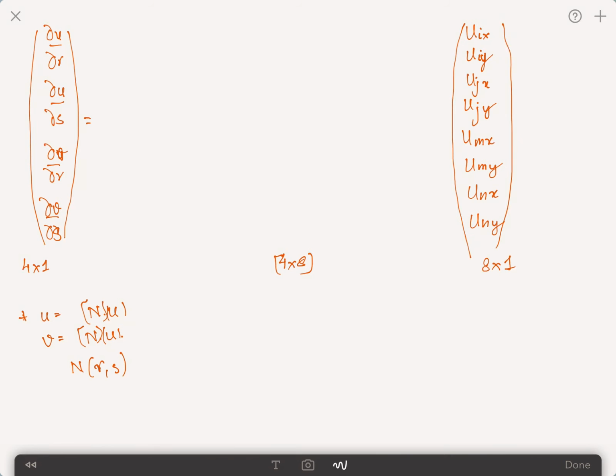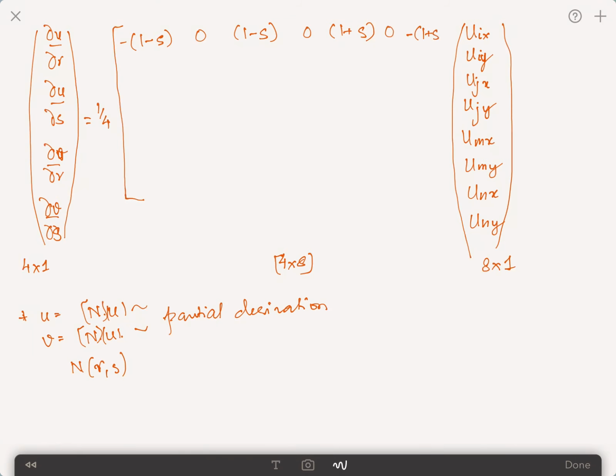So if we pick up these particular functions, u and v, that we described before in the natural coordinates, and do a partial derivative of each one of them as we require to be put into this particular matrix here, we will end up with a 4 by 8 matrix, which looks like this. You have minus 1 by s, 0, 1 minus s, 0, 1 plus s, 0, minus 1 plus s, and 0. Sorry, I don't have too much space here. I sort of messed it up in the beginning.